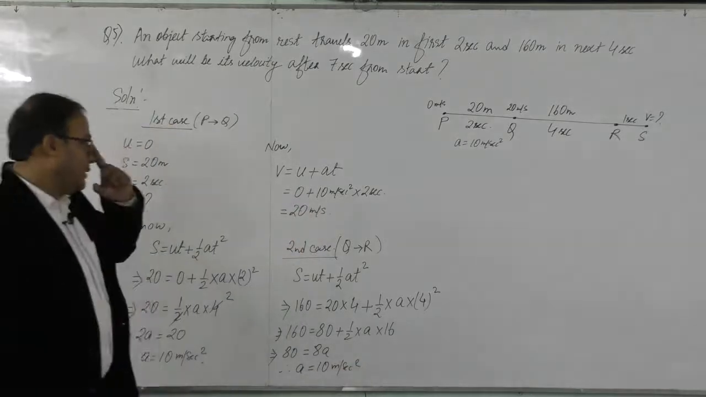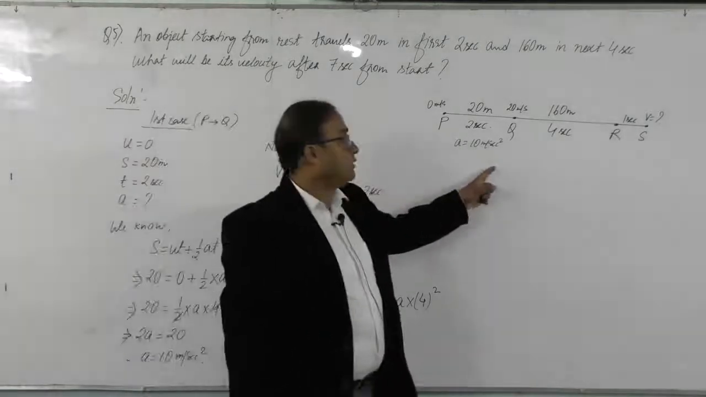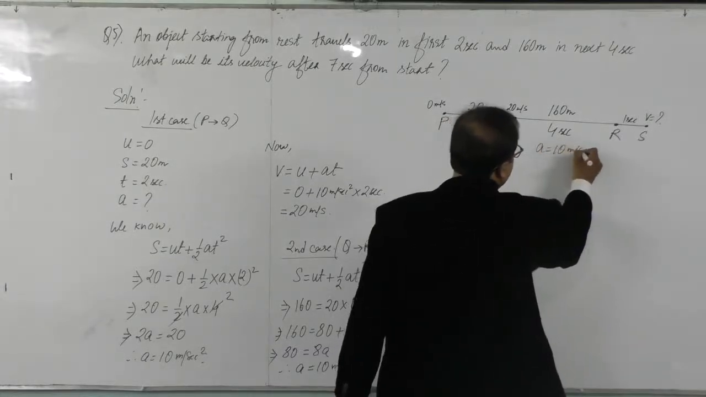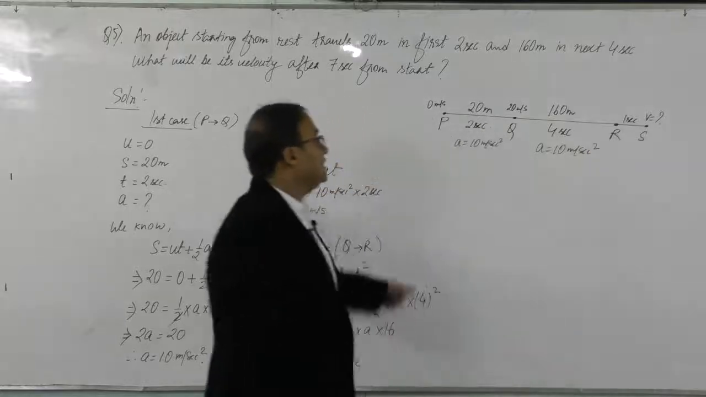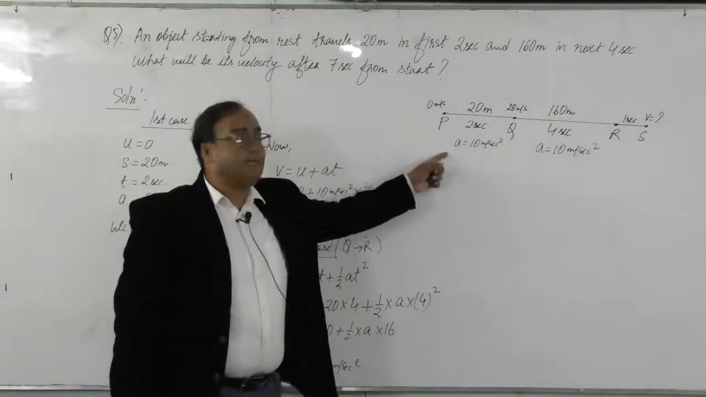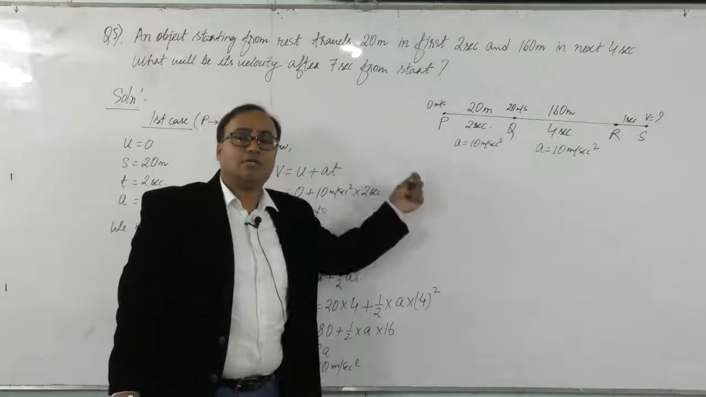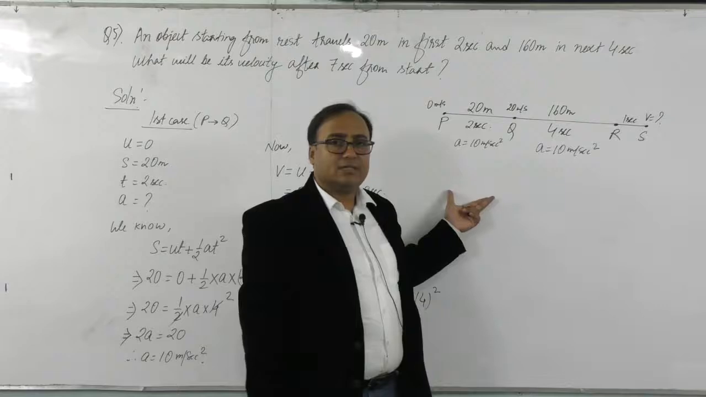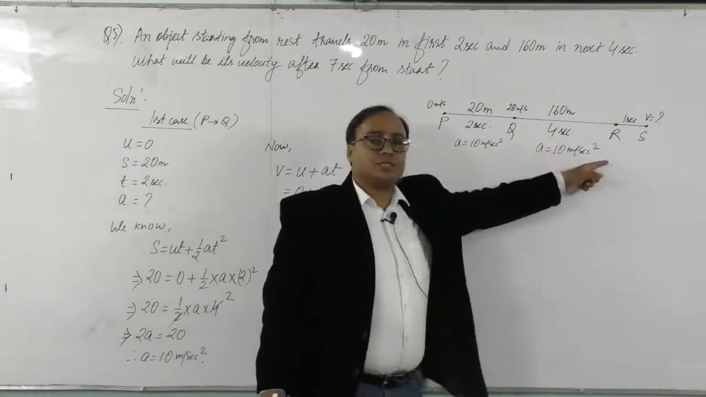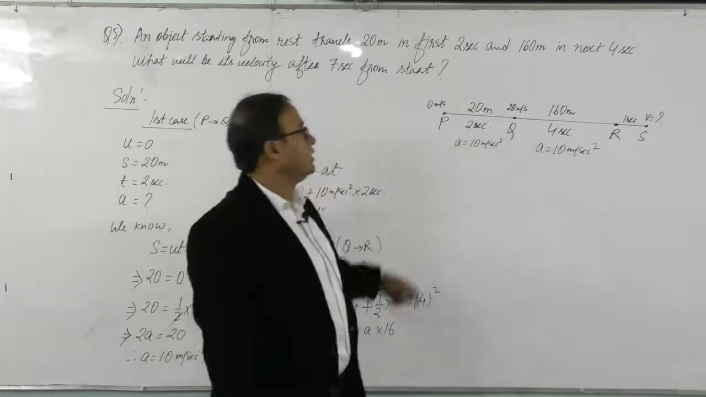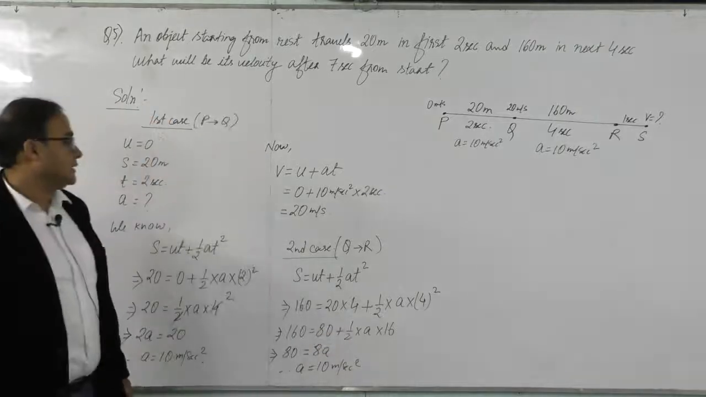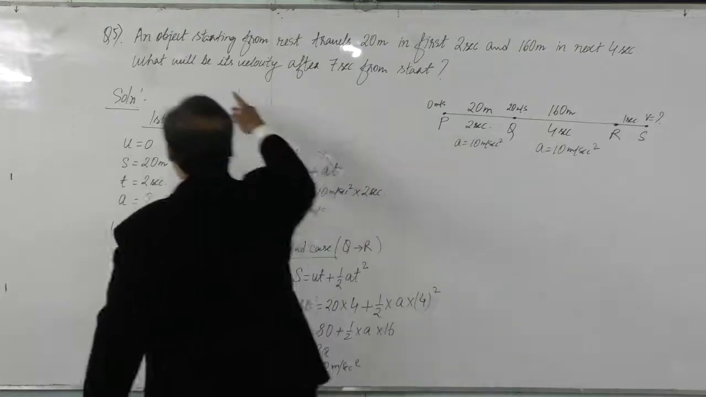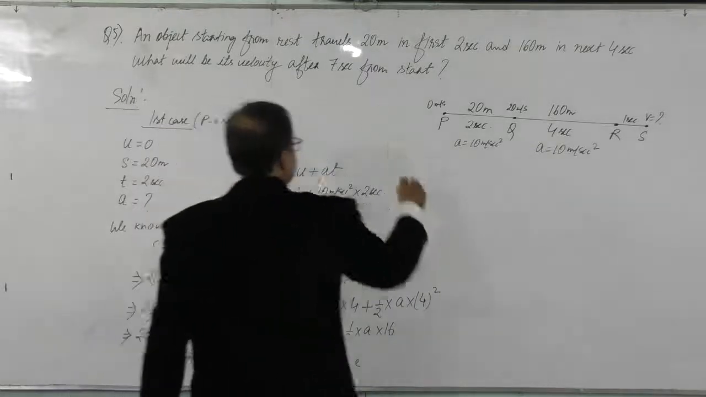So what we got here, acceleration in the first part is 10, and in the second part also acceleration is coming 10. Acceleration is 10 meter per second square. This means the body is moving under uniform acceleration. Now it is a little easier for us to solve the third part, because we can use the same acceleration as the body is moving under uniform acceleration. Now what we have to find is the velocity after 7 seconds.